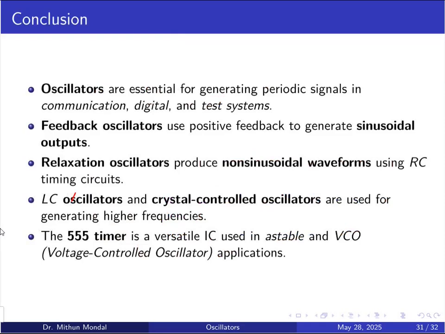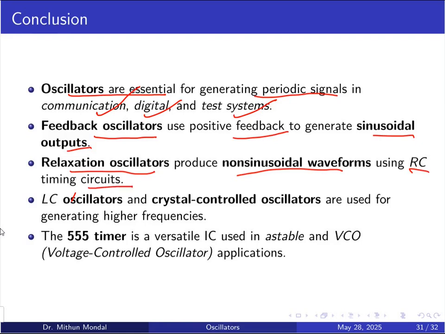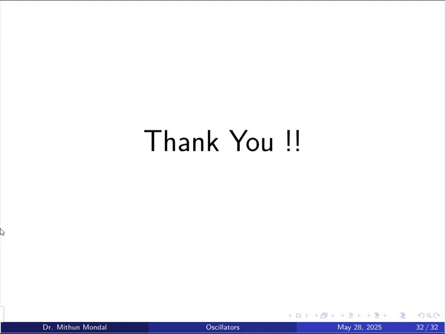We will conclude what we have studied. Oscillators are basically essential for generating periodic signals, which form an important part of communication, digital and test systems. Feedback oscillators use positive feedback and generate the sinusoidal output, whereas the relaxation oscillator produces the non-sinusoidal waveform using an RC timing circuit. LC oscillators and crystal controlled oscillators are used for generating higher frequencies. The 555 timer is a versatile IC used in astable and VCO, that is voltage control oscillator, applications. So this completes our discussion on oscillators.